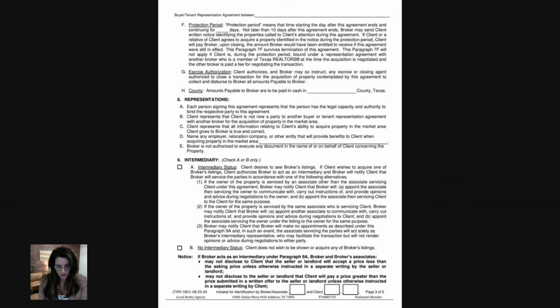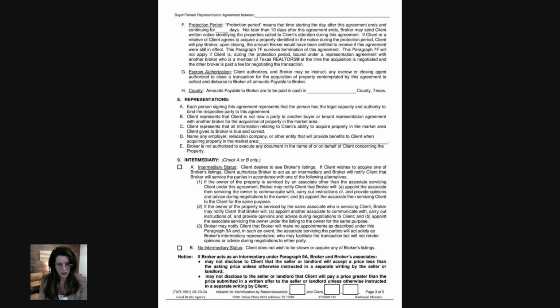Let's go into the escrow authorization. Easy breezy. This is just saying that the client authorizes the escrows to disperse broker's amounts at closing. Paragraph H is the county the broker gets paid at, not the county the property is at, or the county where you live, or the county where the title is. The county where your broker is, is where the broker gets paid.